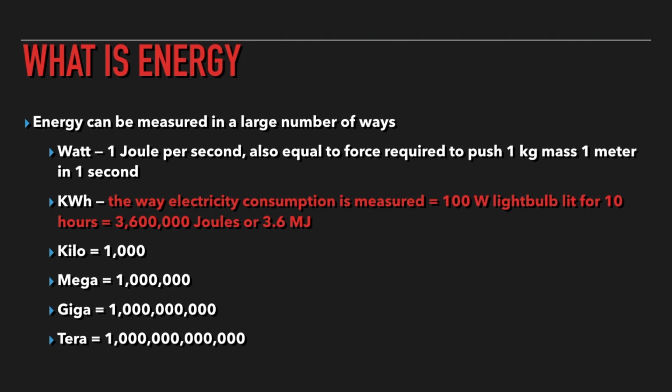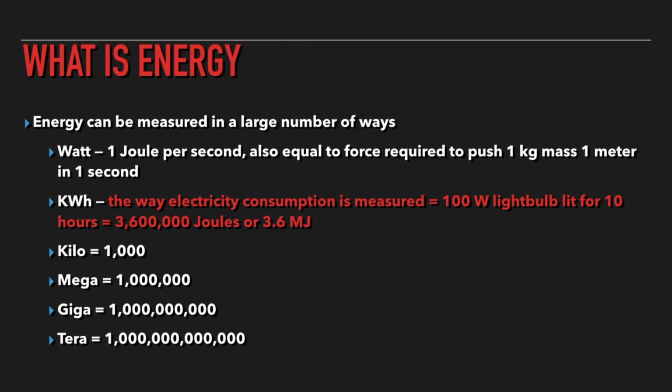We also have the watt, which is 1 joule per second. It's essentially the exact same thing as the joule. A kilowatt hour is the way electricity consumption is measured. So these are going to be the most common units we see when it comes to energy around us. There are also BTUs and calories and many other things.